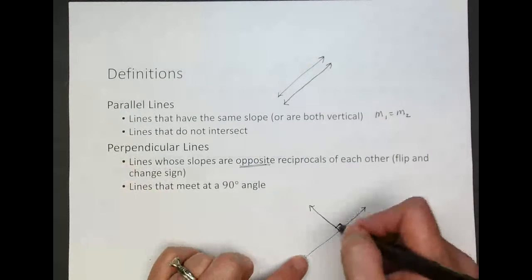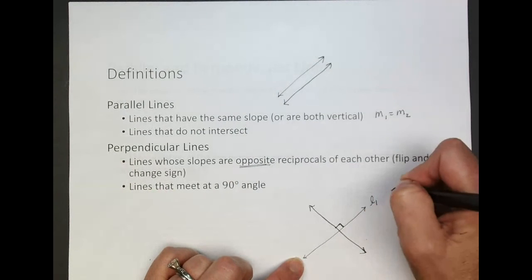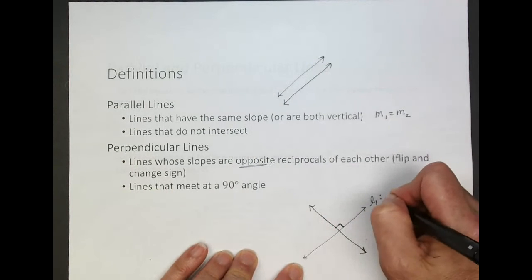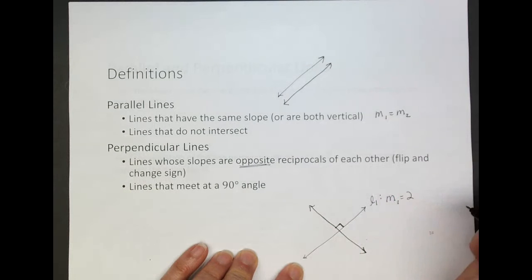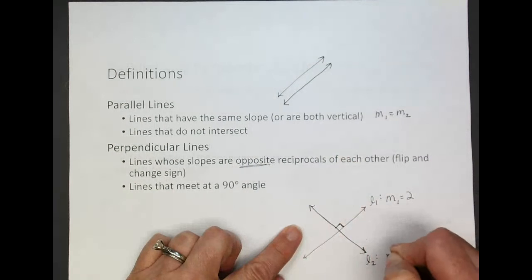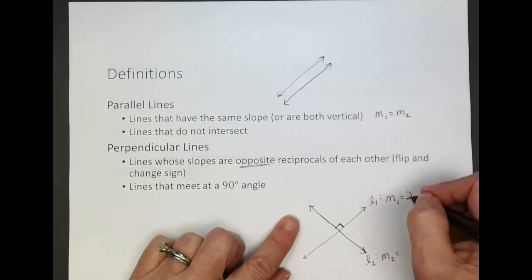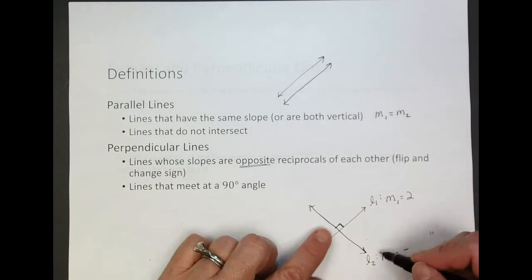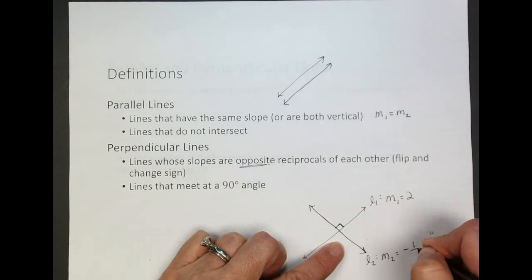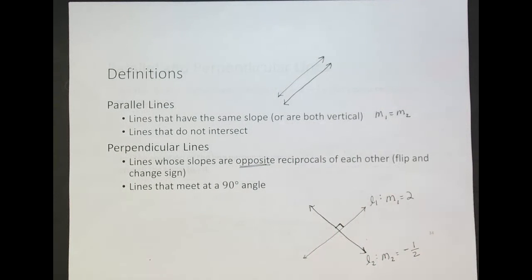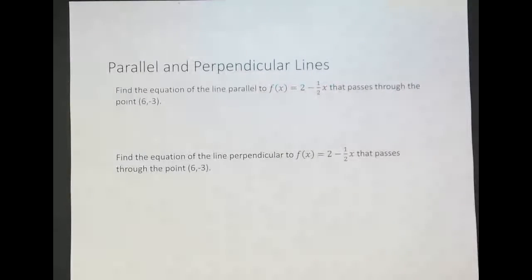So let's say if this is L1, we might say line 1. Let's say, for example, that its slope is 2. Okay, if these are perpendicular, line 2, this other line over here, its slope would have to be the opposite reciprocal. So we have the opposite sign, it's going to be negative, and it'll be the reciprocal of that. So it'd be negative 1/2, because 2 times 1/2 equals 1. Okay, opposite reciprocals.